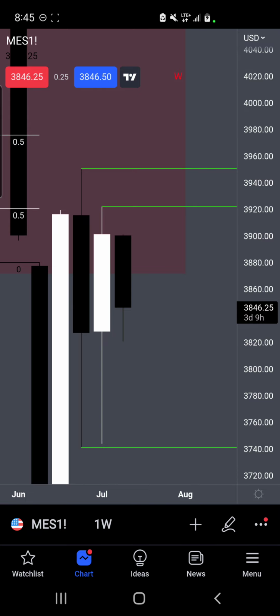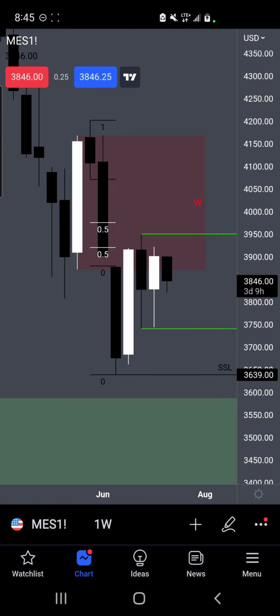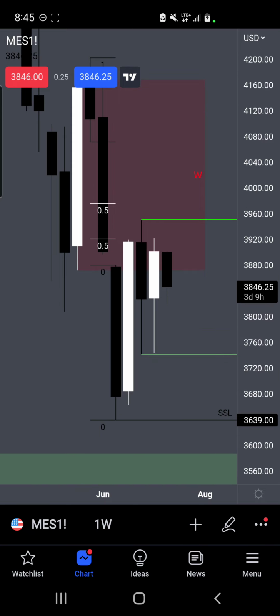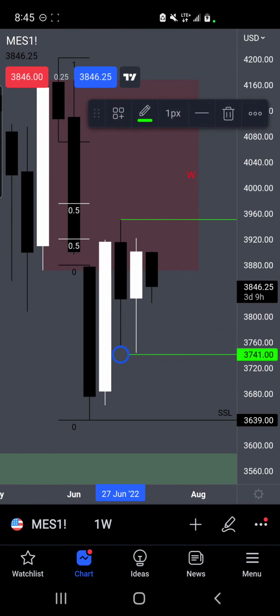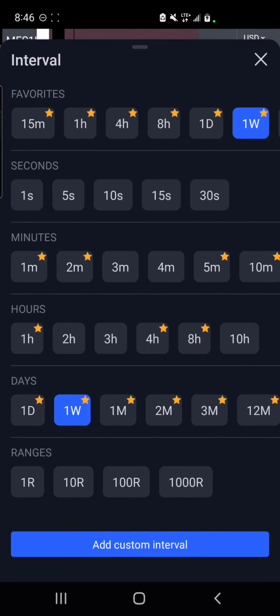So consolidation normally means expansion is coming. Which direction, I'm not sure. But again, this is OPEC week, so we have CPI and big news coming out. But I'm not really trying to guess what they'll be. I'll just trade what I see.